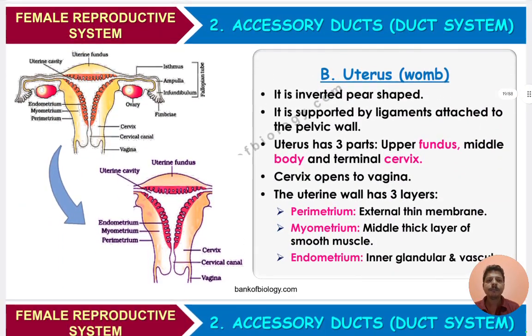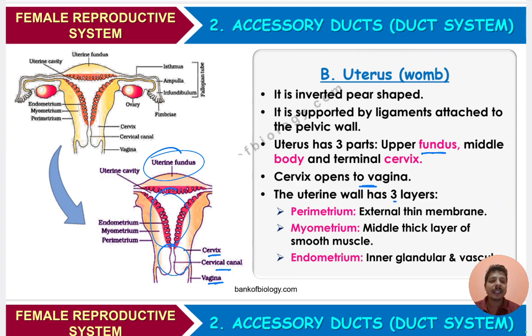Next, coming to the uterus, it is inverted pear shaped. It is supported by ligaments attached to the pelvic wall. The uterus has three parts: the upper fundus, the middle body, and the terminal cervix. The cervix opens into the vagina. Cervix, cervical canal, and vagina, as you can see.